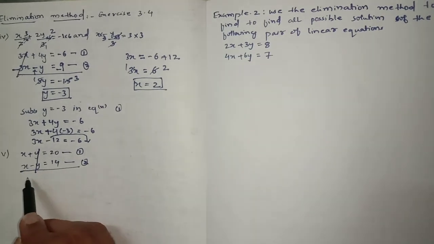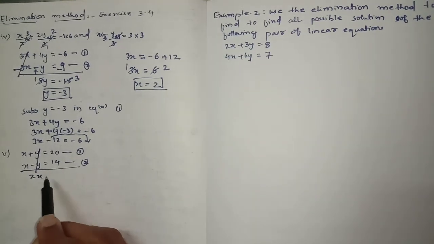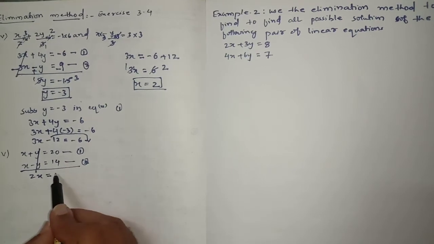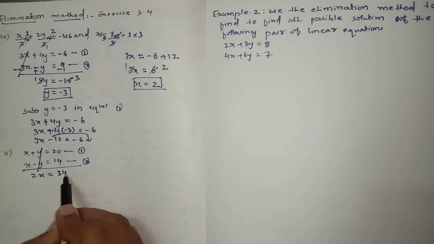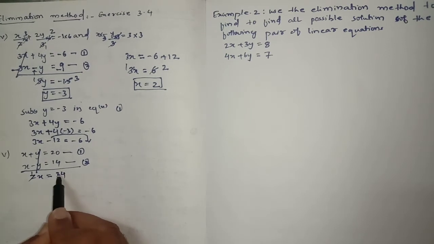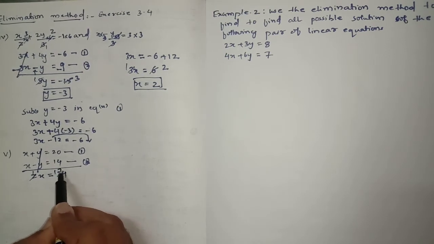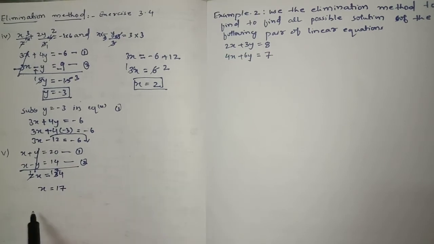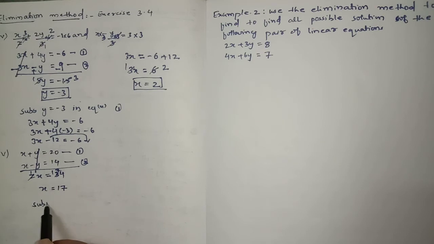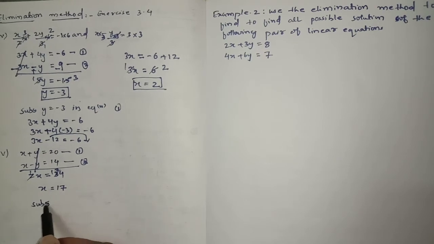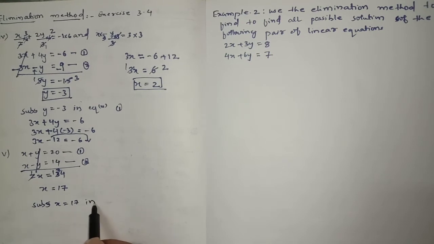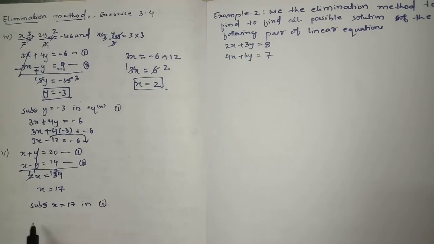Plus x will be plus 2x is equal to 20 plus 14 will be 34. Now 2 1s are 2, 2 7s are 14. X is equal to 17. Now substitute x is equal to 17 in equation 1.